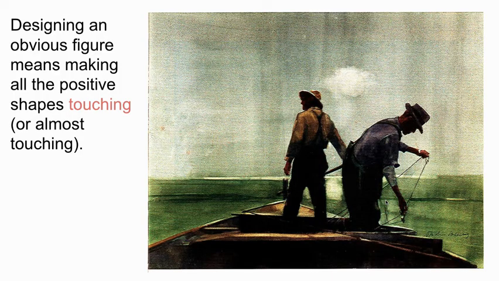Here's another example where the two fishermen in the boat are all touching. They're all grouped together to create a figure. That creates simplicity, and it creates some great emphasis of the positive shape.